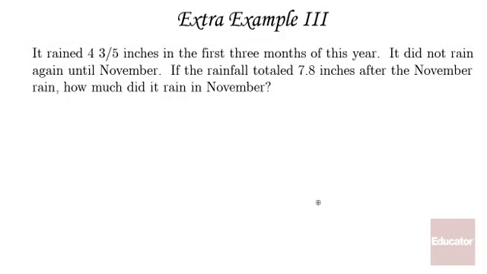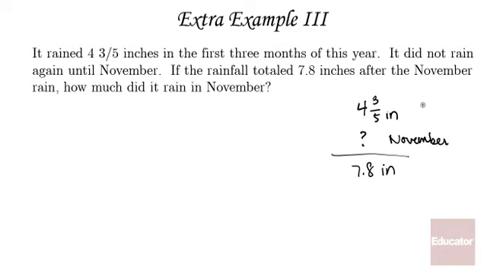It rained 4 3/5 inches in the first 3 months of this year. It did not rain again until November. If the rainfall totaled 7.8 inches after November rain, how much did it rain in November? So 4 3/5 inches in the first 3 months of this year. It did not rain again until November. And in November, the total rainfall was 7.8 inches. So this is what we don't know, the rain in November. And this is the rain in the first 3 months. And this is the total.